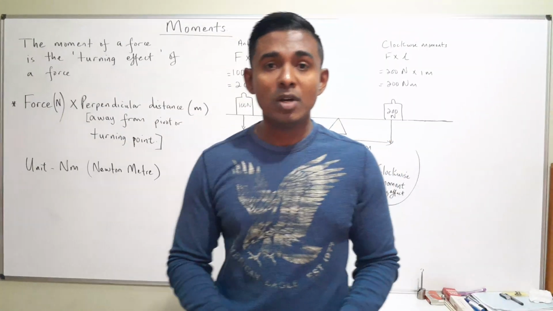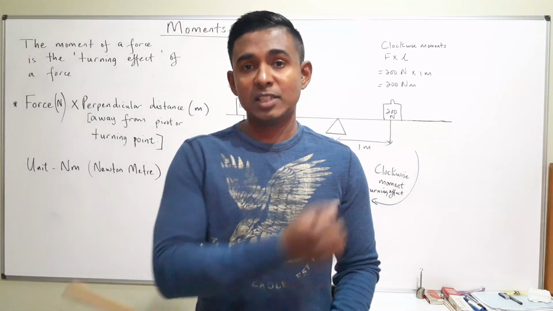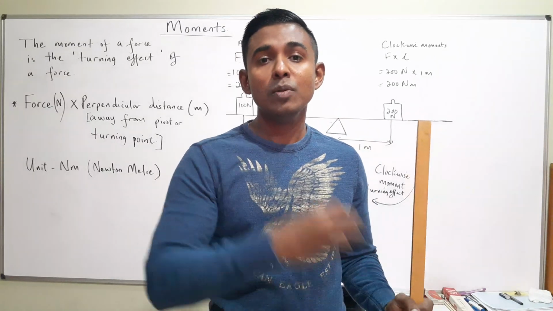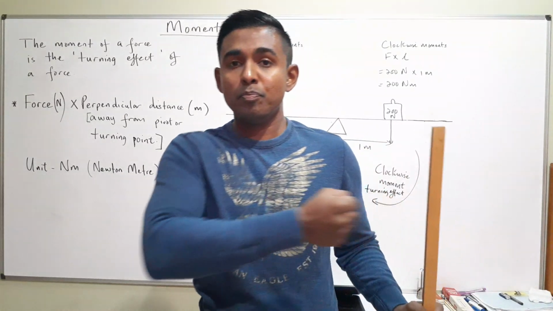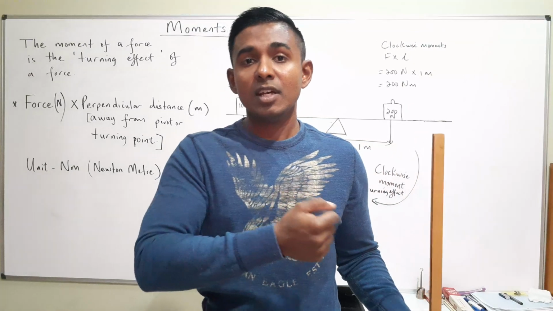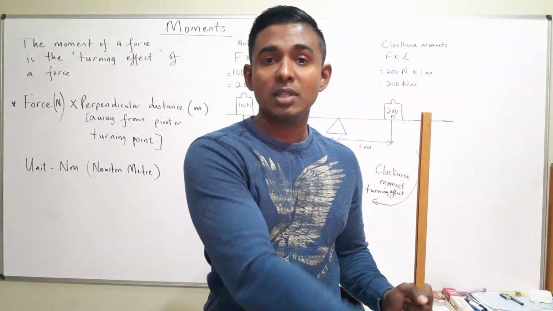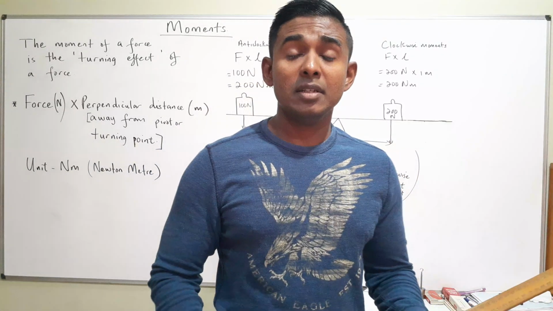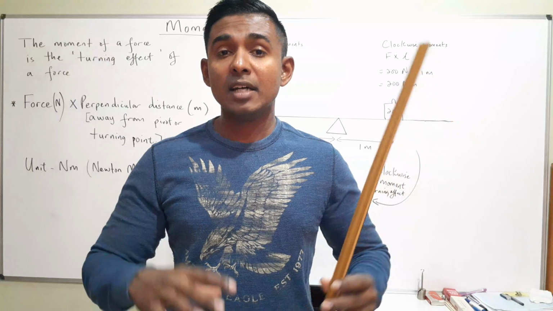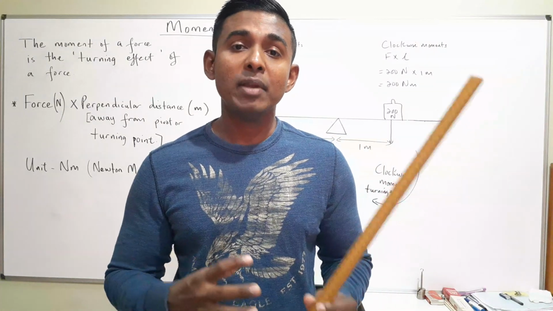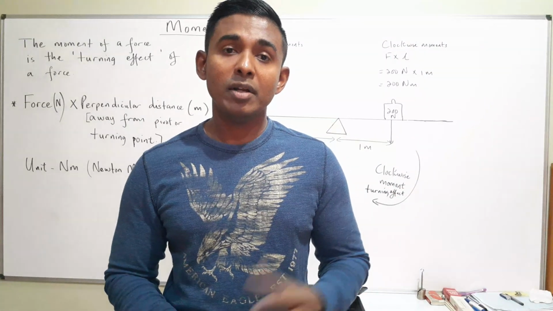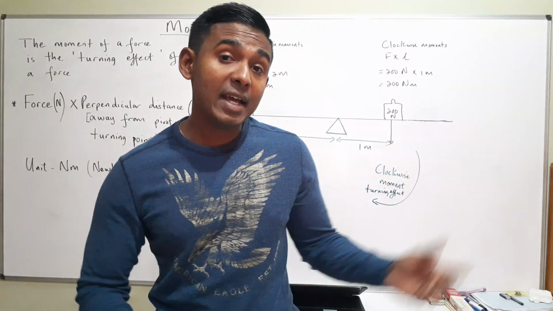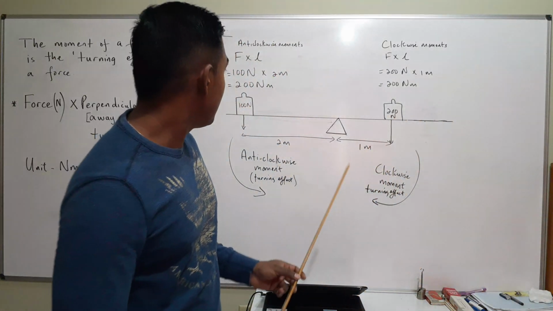For those of us who are around mechanical stuff, a spanner, for example, when you attach a spanner to, let's say, a nut, and you apply a force at the end of it, you get a turning effect about that nut, right? And that is really what the moment of a force is. It's the turning effect that you get when you apply that force about, let's say, a turning point or a pivot. A common example of that is that of a seesaw.